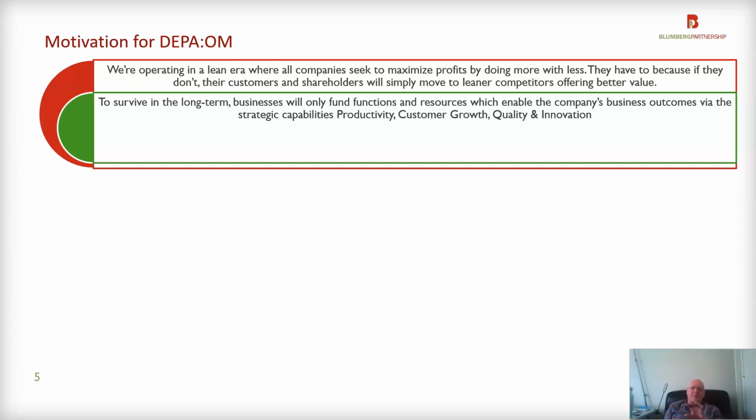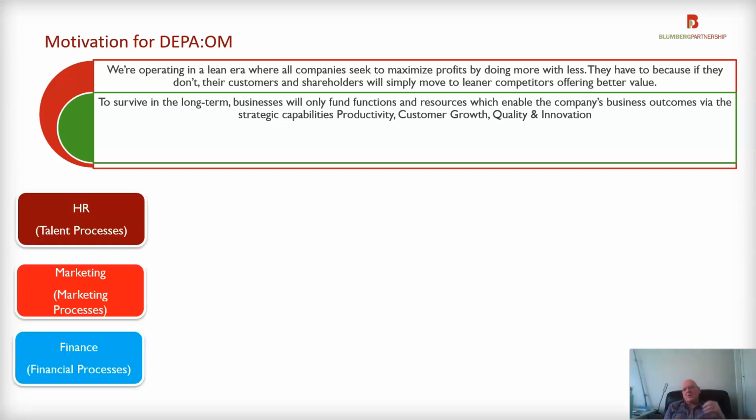And I'm going to explain what I mean by business functions enabling strategic capabilities and business outcomes. So a great way to think about a business function like HR and marketing and finance is think of them as a set of processes. So in HR, we're all familiar with our processes of recruitment and succession planning and learning and development, etc. Marketing have got a set of processes that they manage, like campaign management, brand management, and finance will have a set of processes that they manage, like cash flow, tax, etc.